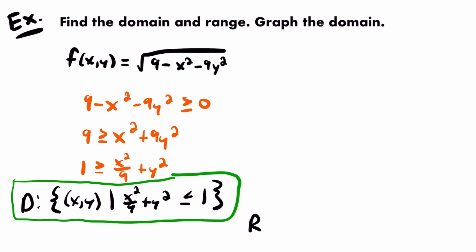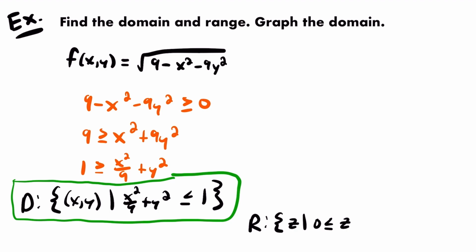So I'm going to write that down here. The range is all values of z such that 0 is less than or equal to z, meaning that z is greater than or equal to 0. It's going to at least be that value. But is there an upper bound? Is there a value that z can't be bigger than?